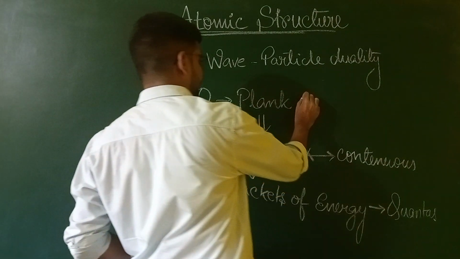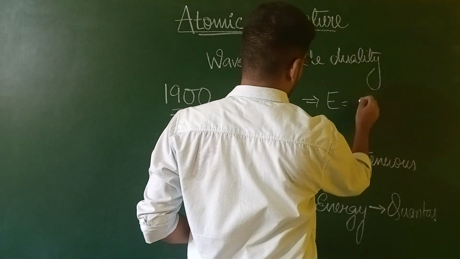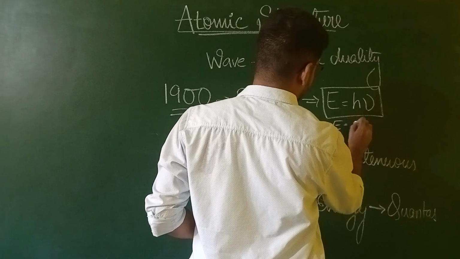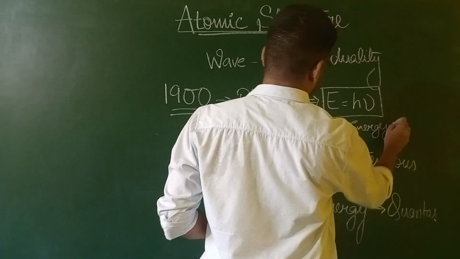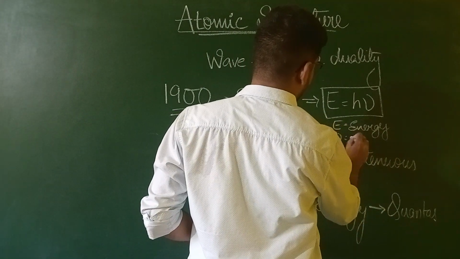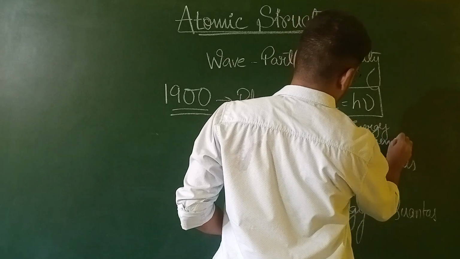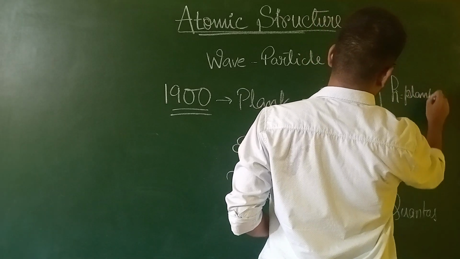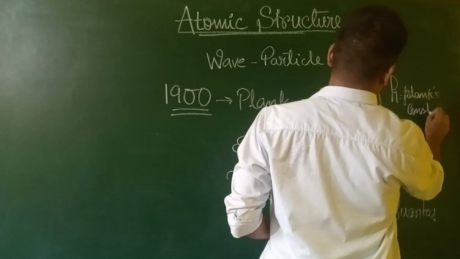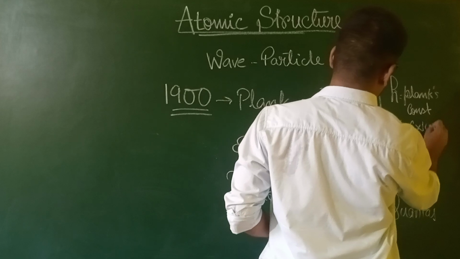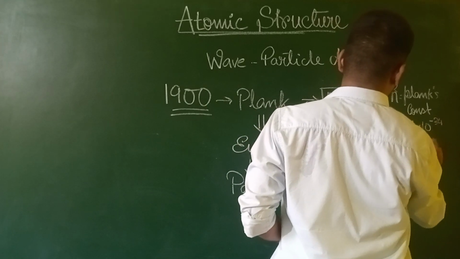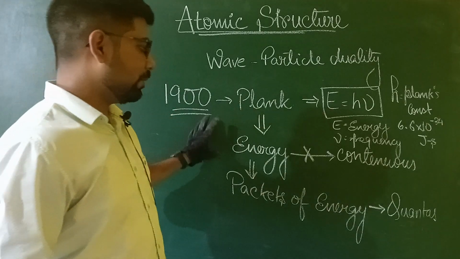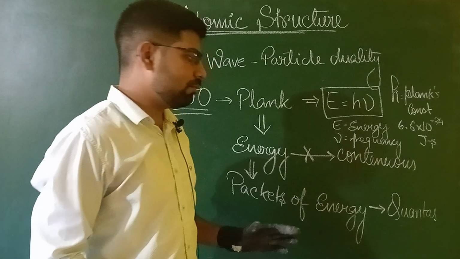He gave the expression for energy, E equals h nu, where E is energy, nu is the frequency, and h we call it Planck's constant, which has a value of 6.6 into 10 to the power minus 34, and the unit is joule second. The unit of Planck's constant is joule second. So Planck first started talking about energy, which is not continuous, but in the form of quantas.